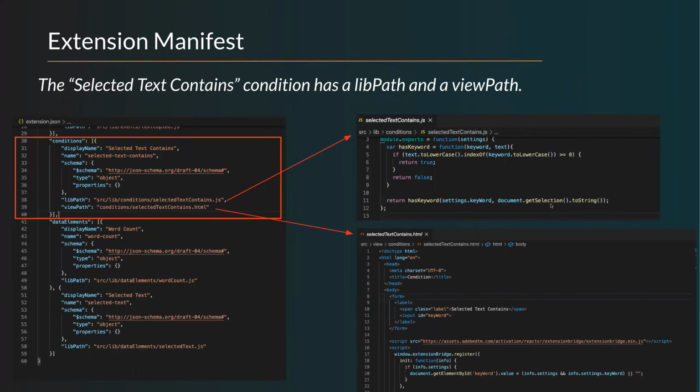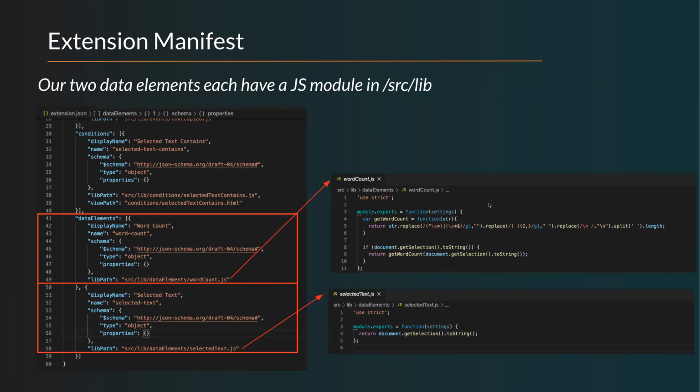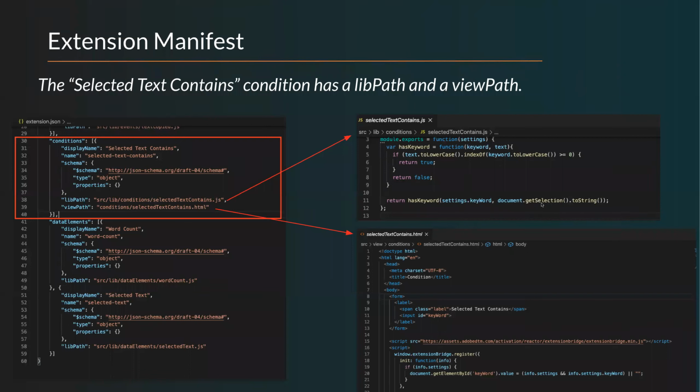So we're passing in two things. Settings, that keyword. Settings is saying, I am going to get keyword from this condition's settings. So within the Launch UI, when we configure this condition, we will say settings.keyword is equal to something. And in this case, we'll say it's equal to GOAT. So GOAT is going to be the resolved value passed in here. And then document.getSelection().toString, this is the selected text.